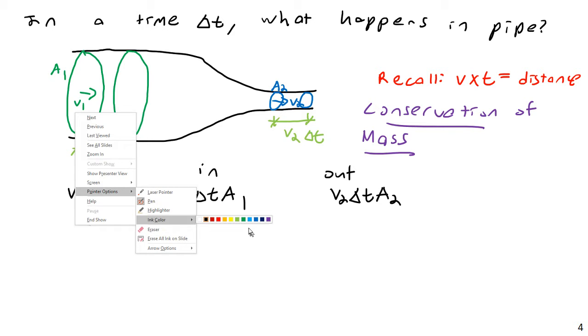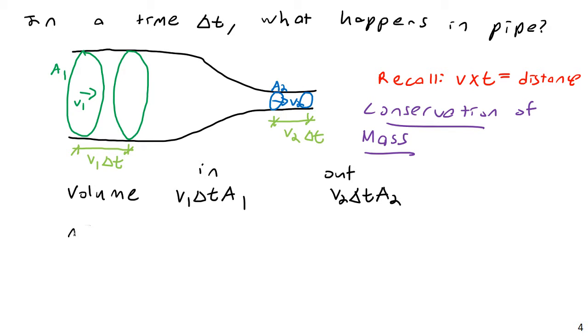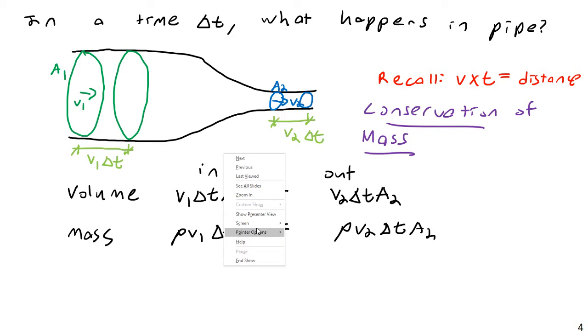Then, if I want to find the mass, mass in is going to be this just times rho. So rho V1 delta t A1 is going to be equal to, and of course these have to be equal, rho V2 delta t A2. And if it's incompressible, the rho is equal, and the delta t's are the same. And this is again how we get our V1 A1 equal V2 A2.